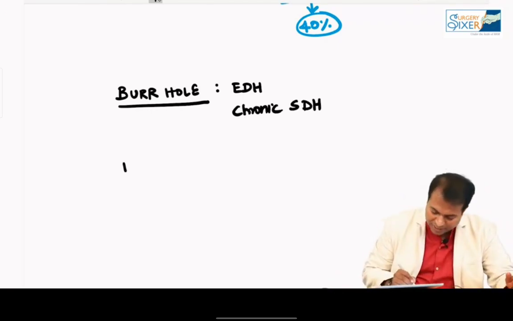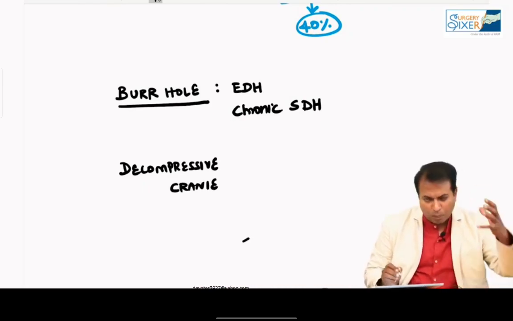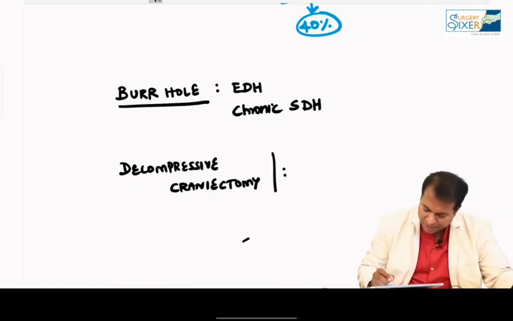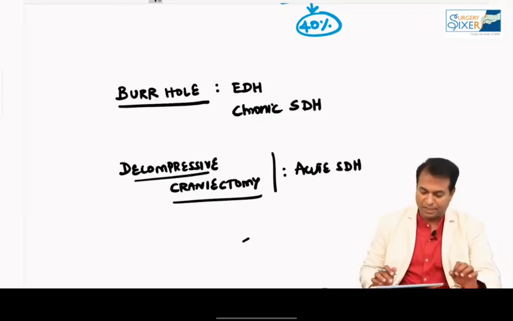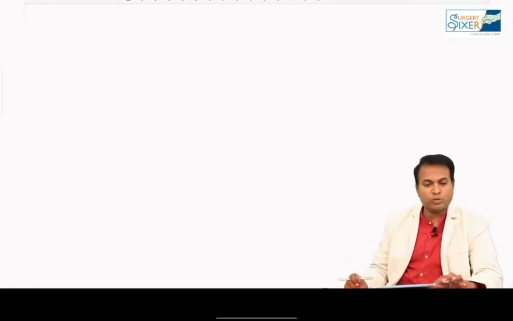And for acute SDH, we have to do decompression. We have to do decompressive craniectomy. You have to open the cranium and remove the clots. Decompressive craniectomy is advised for acute SDH patients. Okay, please don't forget these neurosurgeries which are commonly done in trauma patients. So these are the important points from head injury questions.